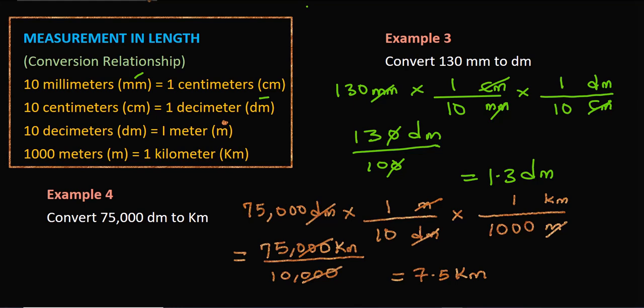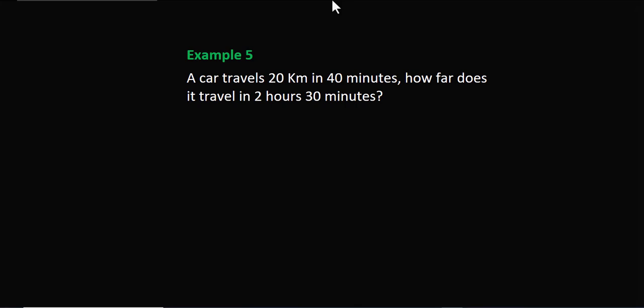So it's simple. Same process is being repeated. Know the conversion relationship, place them appropriately, cancel out, and make sure you preserve the desired units, and you're done. So let's do this. A car travels 20 kilometers in 40 minutes. How far does it travel in 2 hours, 30 minutes? So this is like you bringing in some part of direct proportion, which was the previous lesson. Please make sure you go through that lesson and then come to this one.